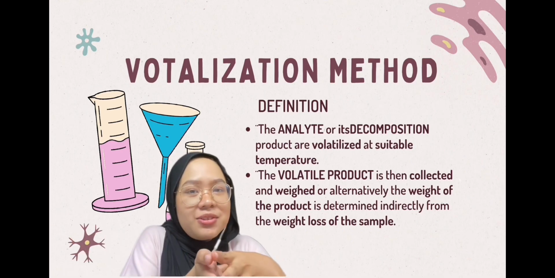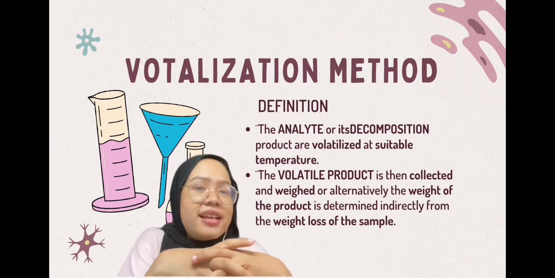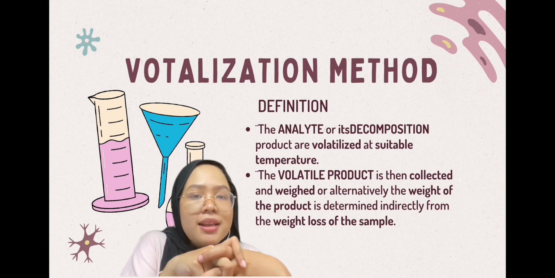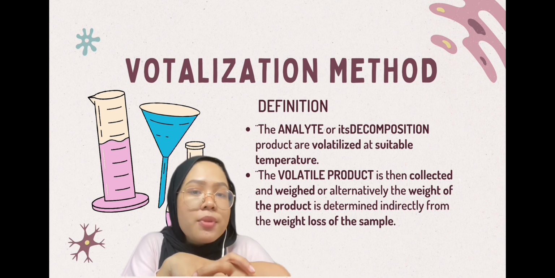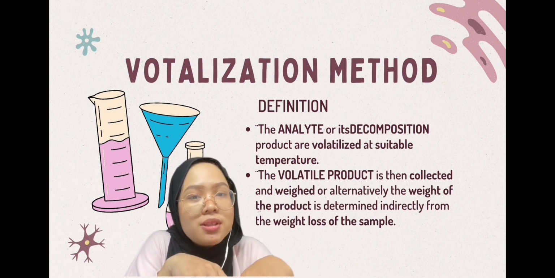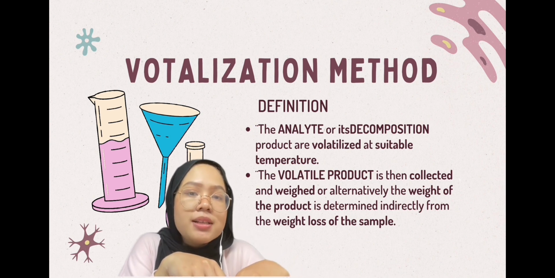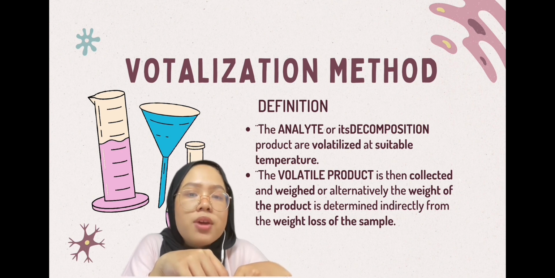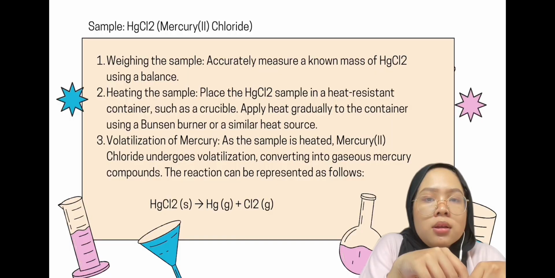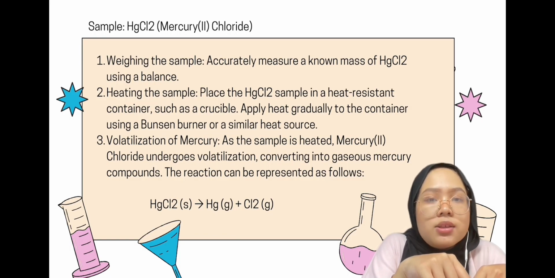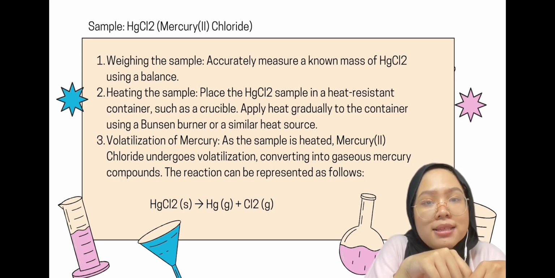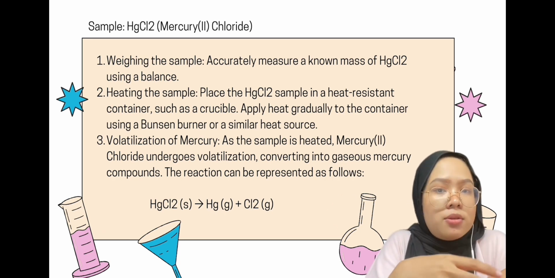Moving on, we are going to look at the volatilization method. This method is a commonly employed technique in analytical chemistry to determine analytes or their decomposition products by volatilizing them at suitable temperatures. These methods involve collecting and measuring the volatile product or indirectly determining its weight from the weight loss of the sample. To illustrate the volatilization method, let's consider the example of determining the content of mercury(II) chloride in a sample. The following steps outline the methodology involved.